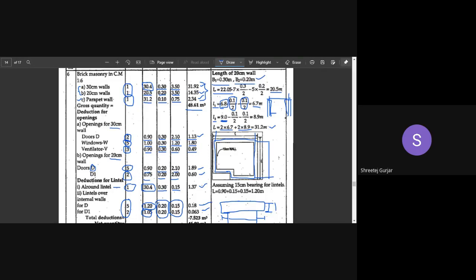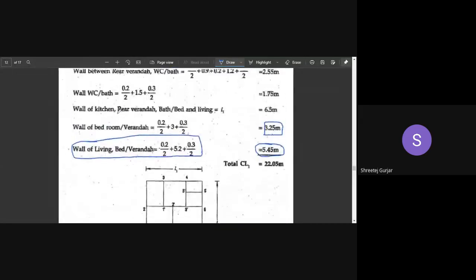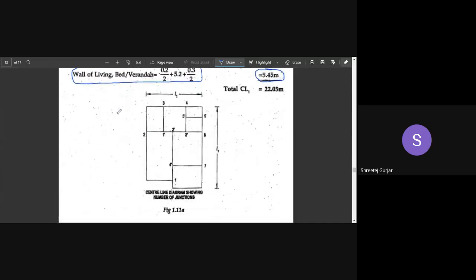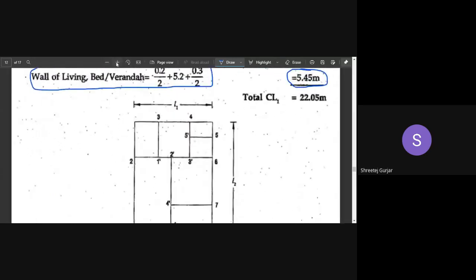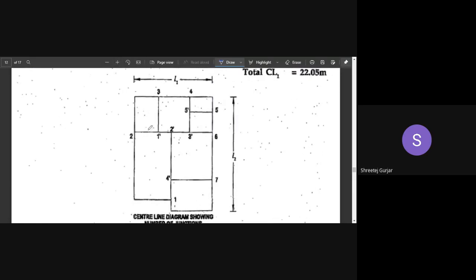So Manju is asking, why do we need to consider only T type of junctions? I will just go to this plan. Let me just zoom in. So why T type of junctions?